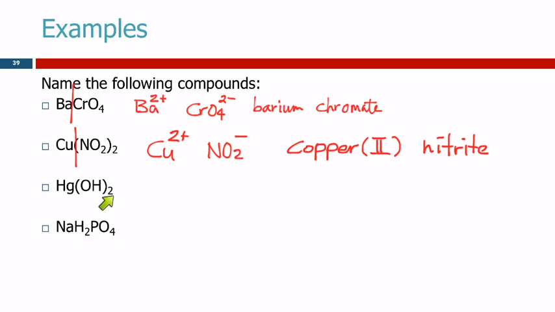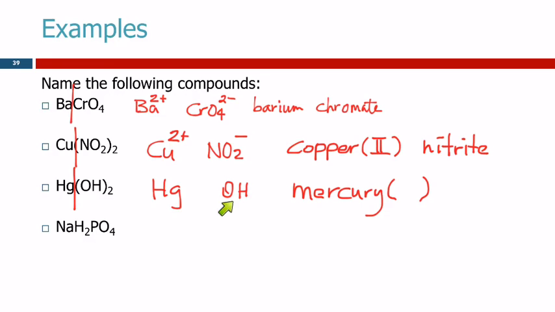Hg(OH)2. Again, we're separating this into two pieces. First piece is usually a monatomic metal ion. So there's Hg and we've got OH. We find mercury on the periodic table. Is it in groups 1A, 2A, 3A, zinc, or silver? No. Needs a Roman numeral. Hg is mercury. Needs a Roman numeral.